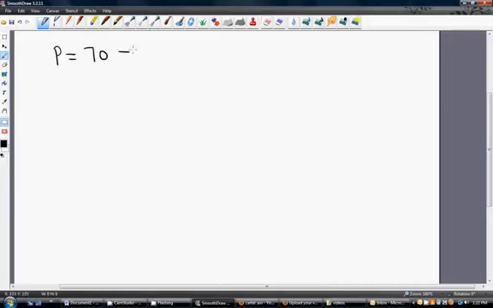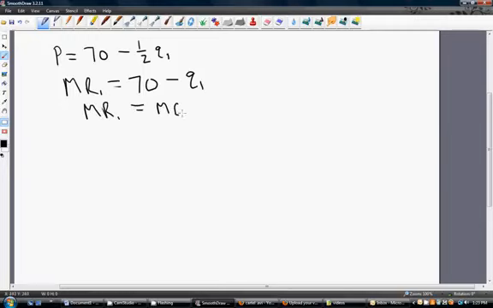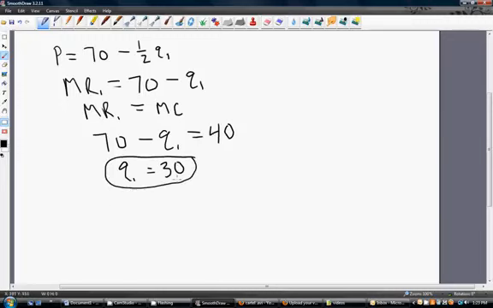Rewriting firm 1's inverse demand equation, getting marginal revenue for firm 1, and now setting marginal revenue equal to marginal cost. Okay, marginal cost is just 40, just like the Cournot problem we did. Solving for Q1, firm 1 wants to produce 30 units of output.